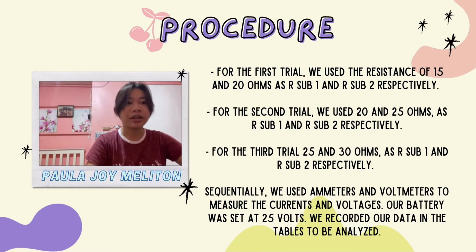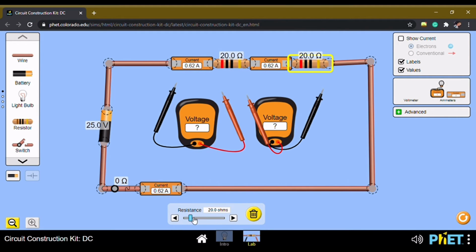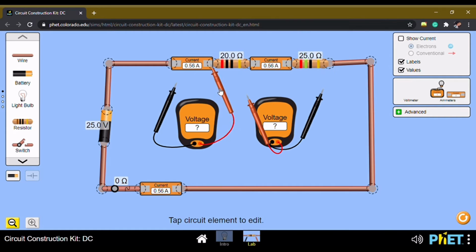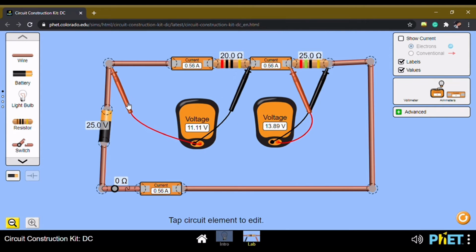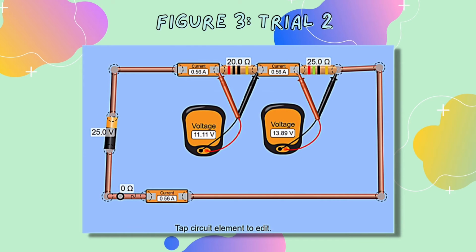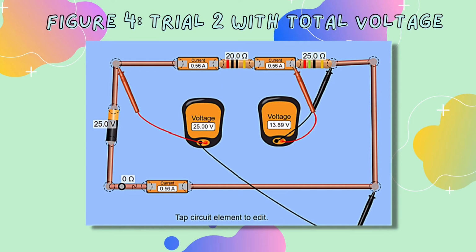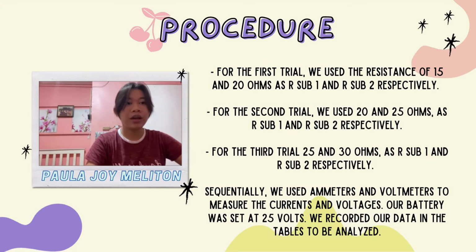For the second trial, we used 20 and 25 ohms as R sub 1 and R sub 2, respectively. And finally, for the third trial, 25 and 30 ohms as R sub 1 and R sub 2, respectively.